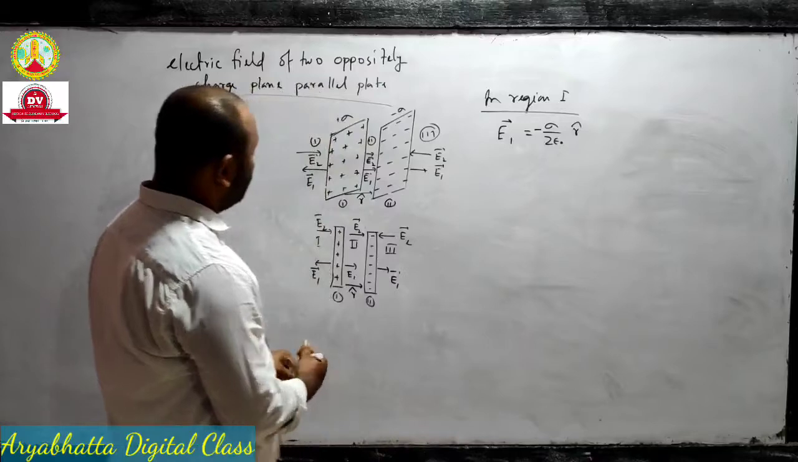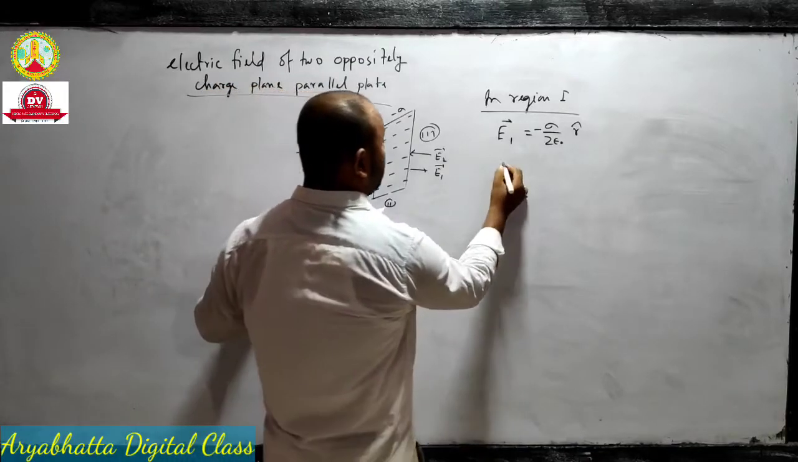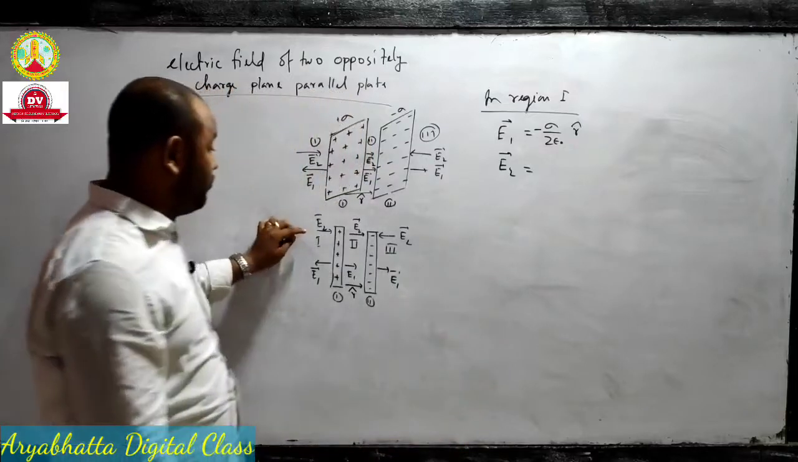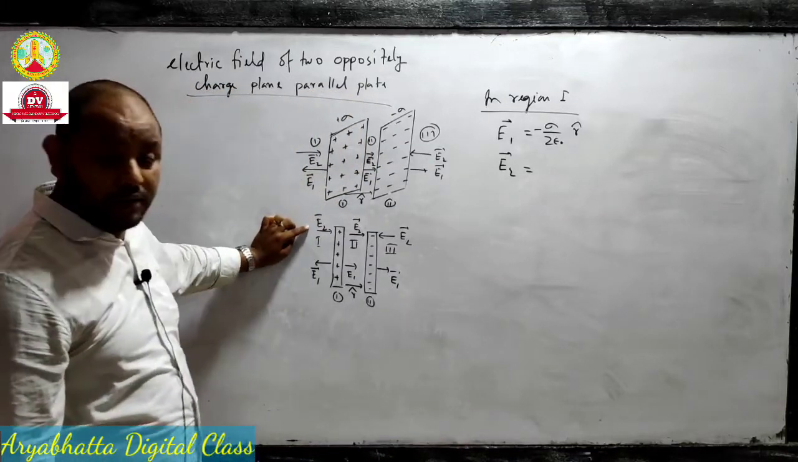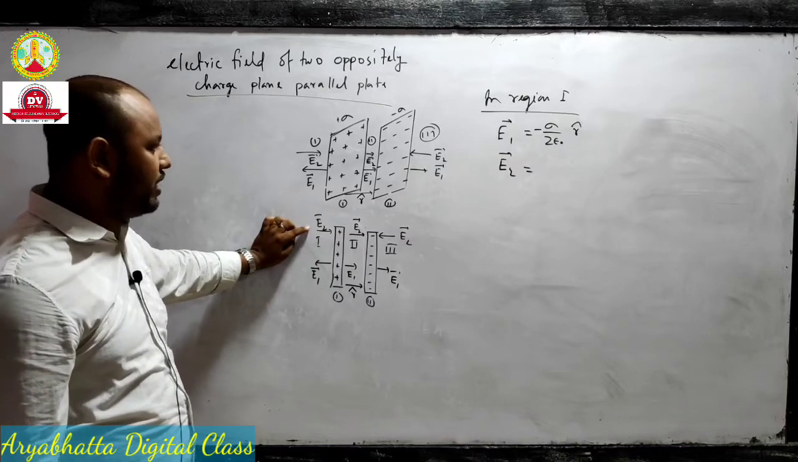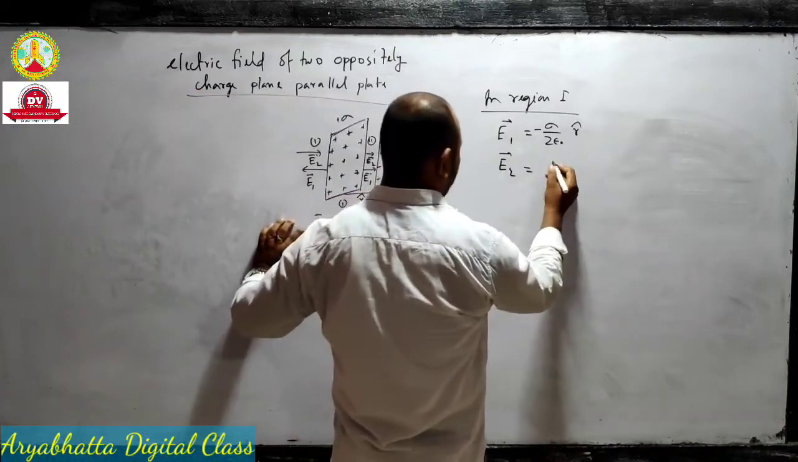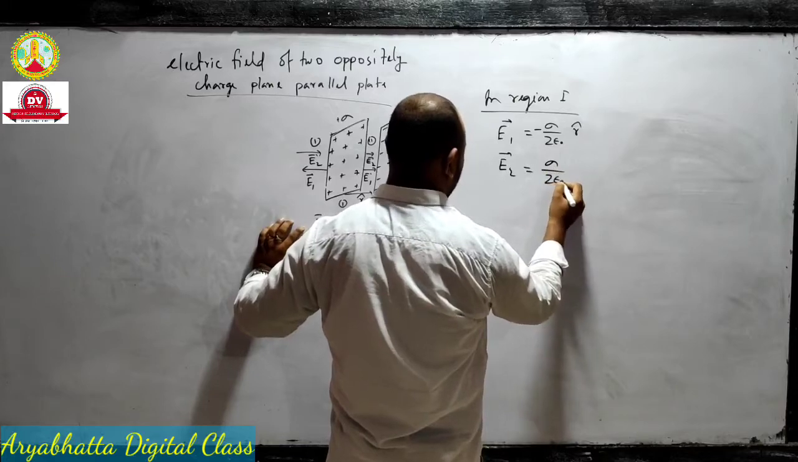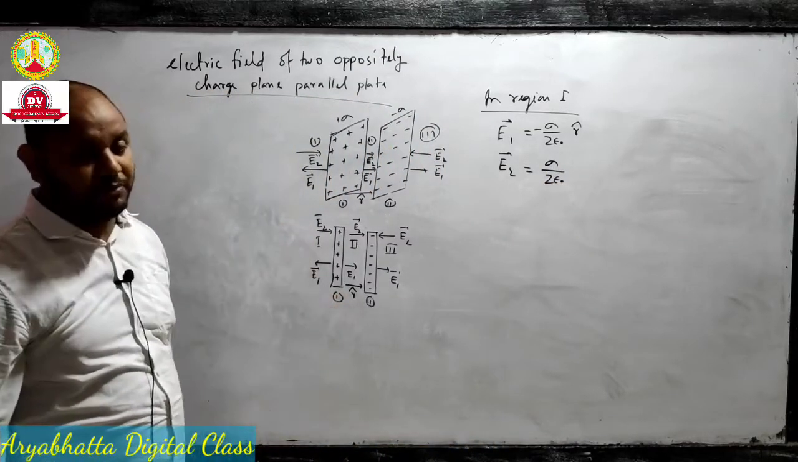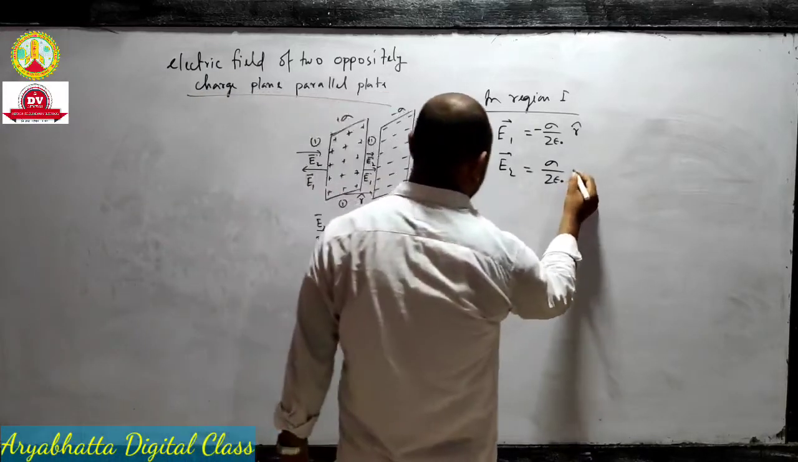Okay, similarly, what is the value of electric field E2? E2 is also the electric field due to a plane sheet, negatively charged infinite plane sheet, and the value will be equal to sigma by twice epsilon naught. So here you can see the direction of E2 and direction of r cap is same. So it will be like this.